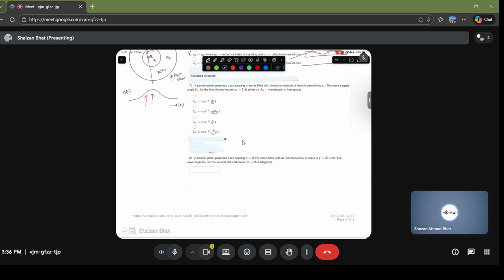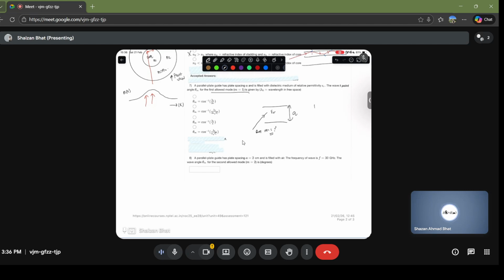And now you have question 7, which is basically saying that a parallel plate guide has a spacing A and is filled with a dielectric medium with relative permittivity epsilon r. The wave angle theta m for the first allowed mode. The wave angle is a certain angle, theta m. For the first allowed mode, m equals 1, we need to find the relation of it.